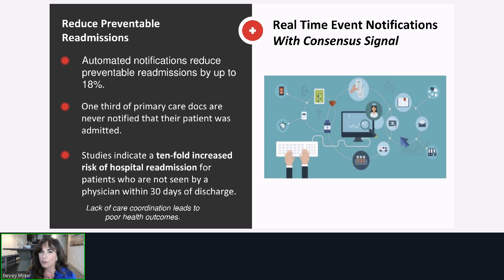But what's also interesting is that one third of primary care docs are never notified that their patient was admitted to the hospital. We're all patients, or maybe we're a caregiver for a loved one that's elderly. And frequently you'll hear the primary care doc say, well, what brings you in today, Mrs.